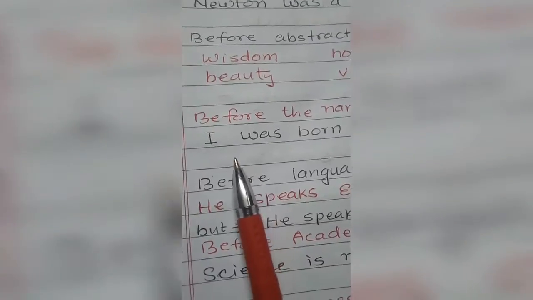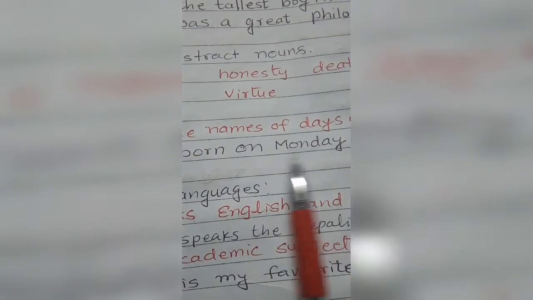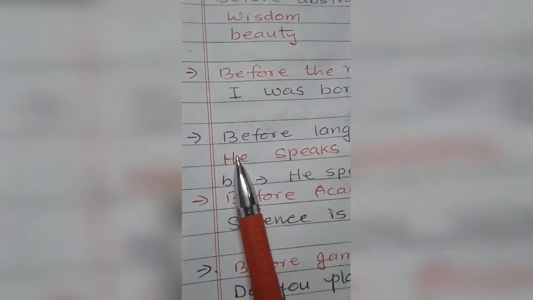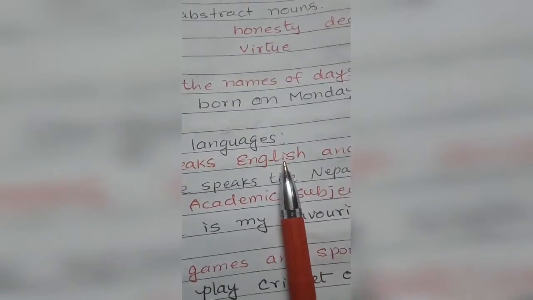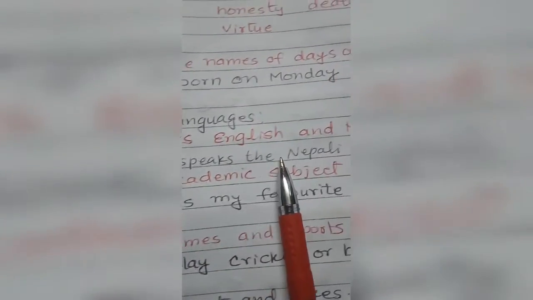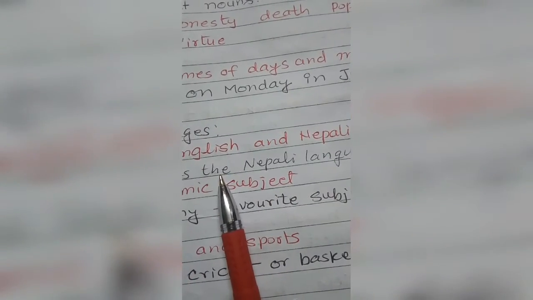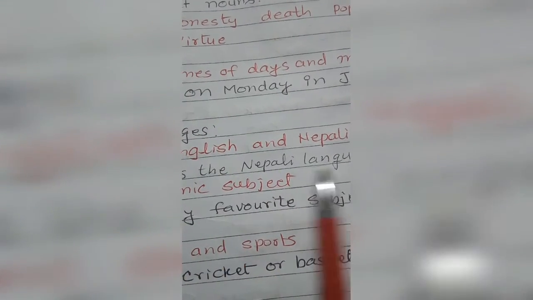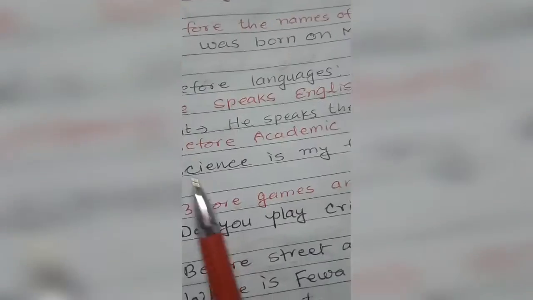Similarly, before the names of days and months, like I was born on Monday, we don't say on the Monday. Similarly, before the names of languages, we don't use an article. He speaks English and Nepali. But he speaks the Nepali language. If we say language, then we use the article here, the Nepali language. But if you just write Nepali, we don't use the here.